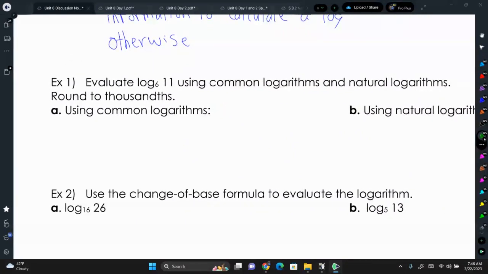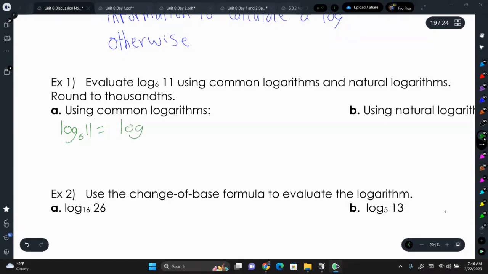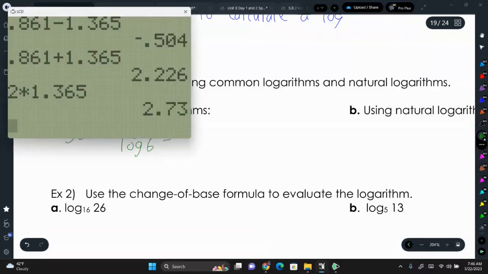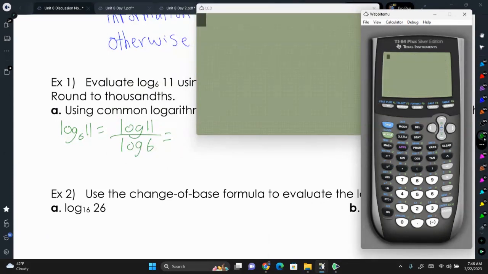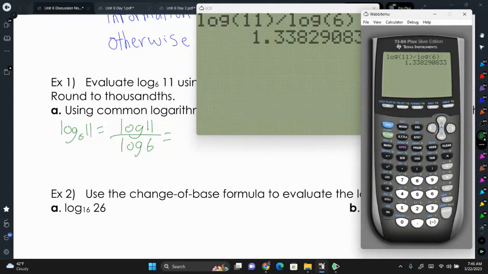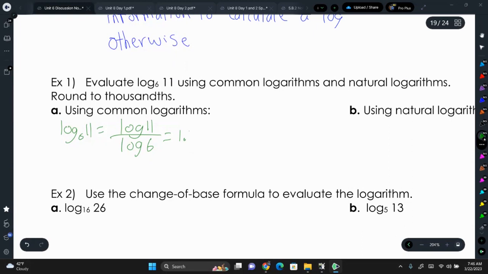So it says evaluate log base 6 of 11 using common logarithms, that's base 10, and natural logarithms, round to the nearest thousandth, so that's 3 decimal places. So log base 6 of 11, we're going to write this as log 11 over log 6. And that's what we're going to type into our calculator. So log 11, and we have to close our parentheses, divided by log 6. That gives us 1.338.